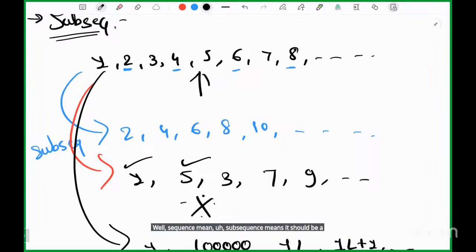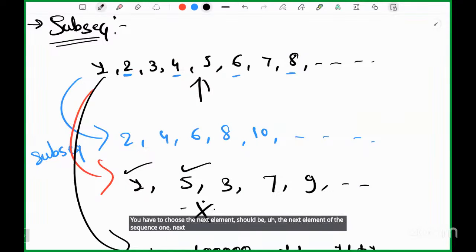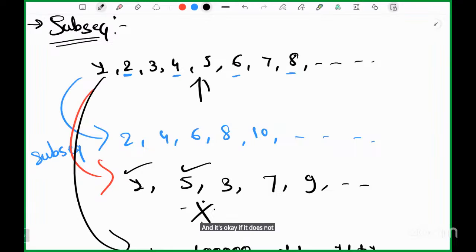of a sequence written in a nice format. There is a mathematical definition, but it involves composition of functions and all those things. That's why I'm just telling you intuitively what a subsequence means. You just have to choose anything from your sequence, but you cannot come backward. The next element should be the next element of the sequence, or any later one, and it's okay if it does not follow a pattern.